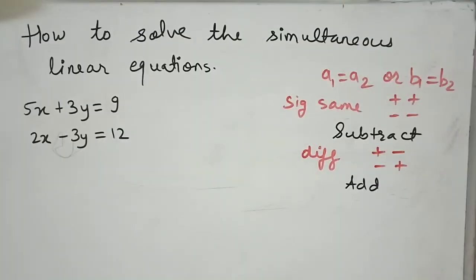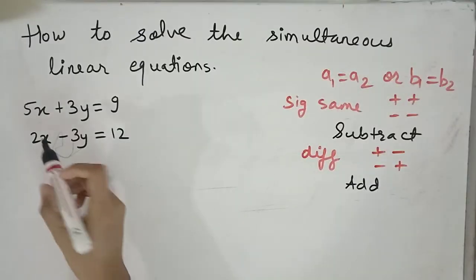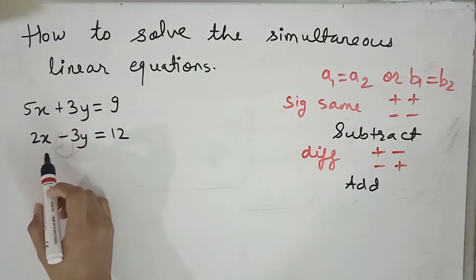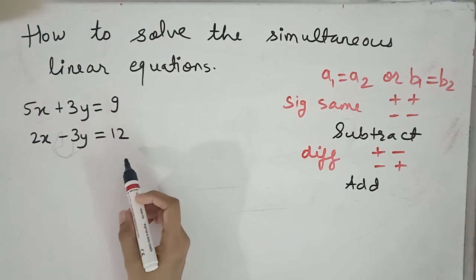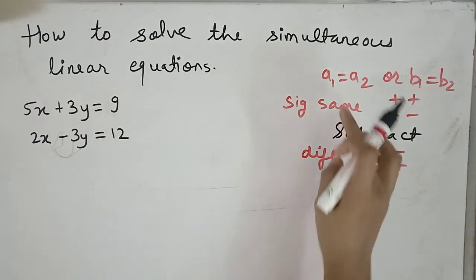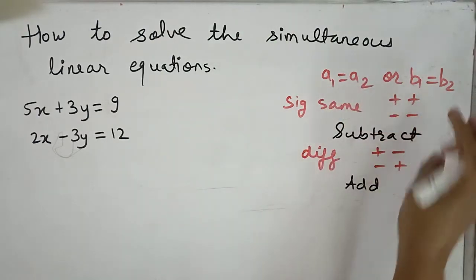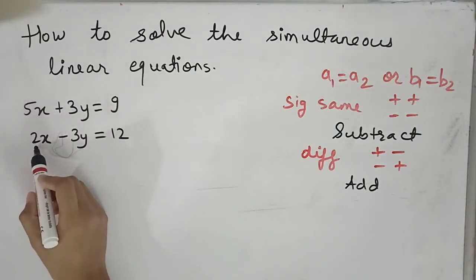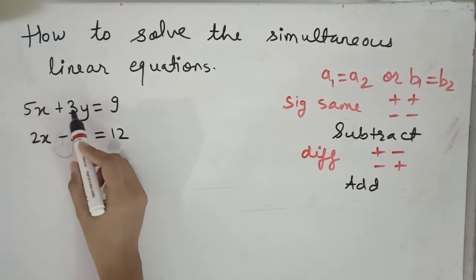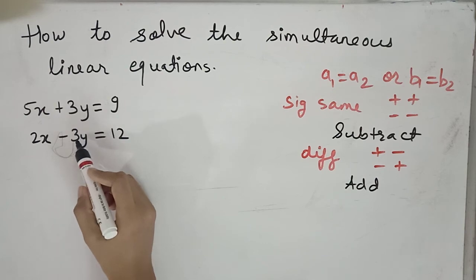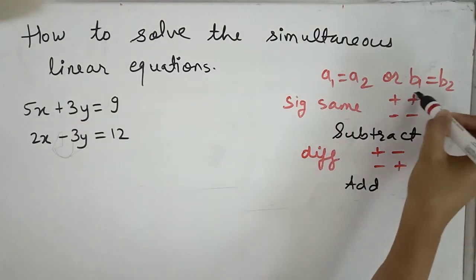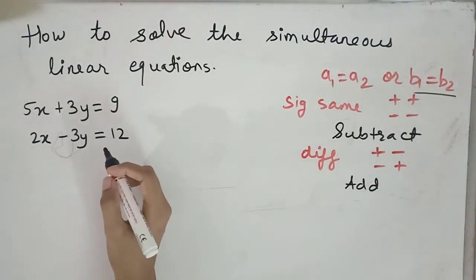Now let's see an example. 5x plus 3y equals 9 and 2x minus 3y equals 12. First we will compare a1, a2 or b1, b2. Here a1 is 5 and a2 is 2. They are not equal. So we will compare b1 and b2. b1 is 3 and b2 is also 3. So the numbers are the same. The condition is b1 equals b2.